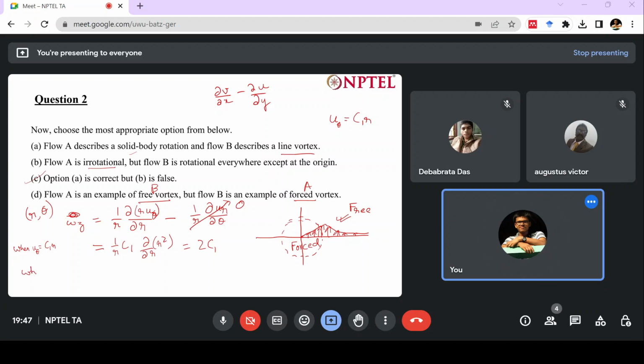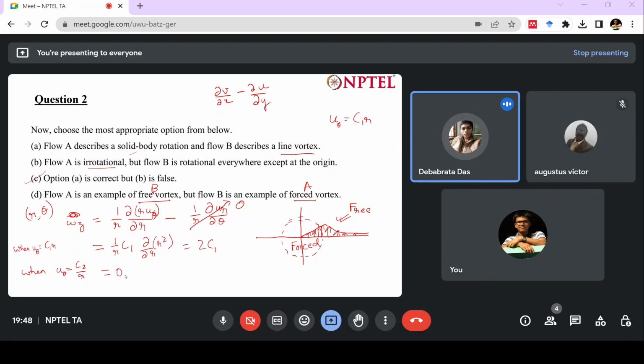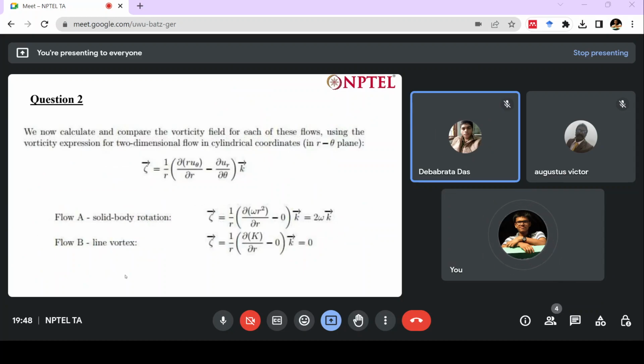And when u theta is equal to c2 by r, then what will this be? So C2 by R will cancel out, and the derivative of a constant is zero. So this will be zero. Okay, is this clear? Is there any doubt? Yes, sir, clear. Okay, so let's move.